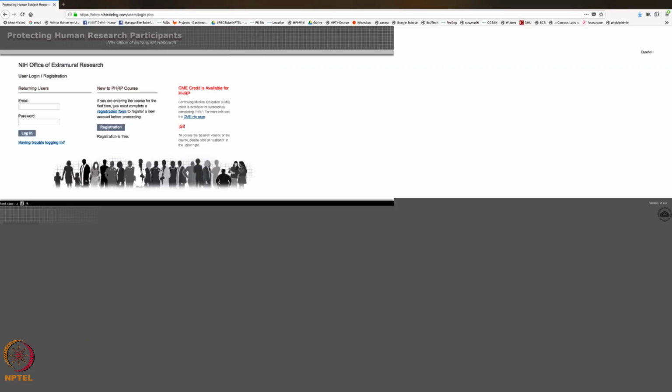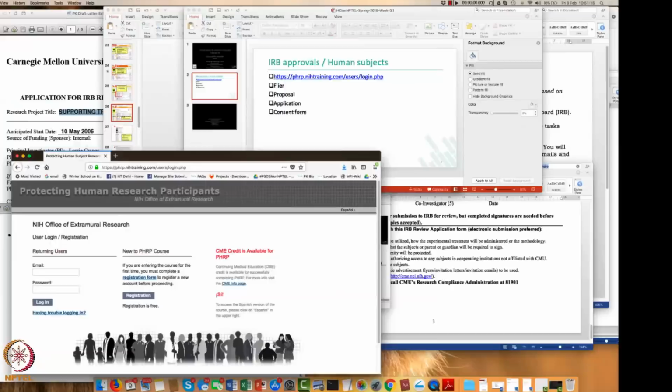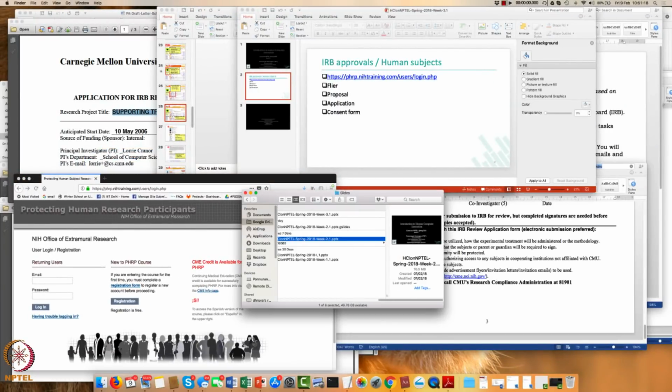This is the link that is in the slide, on protecting human research participants, NIH's Office of Extramural Research. It's basically a place where you can sign up, go through the content, and get your final certification. Once you have the certificate, you can submit the application with this certificate. I'll show you an example of the certificate also.